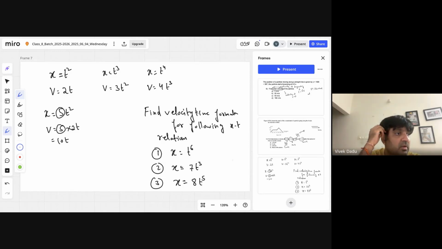Correct. Rudransh, look at powers of t. That's where the problem is. Power becomes less by one. Yeah, and what are you doing? Who has not got this? Everyone got it? Hello?